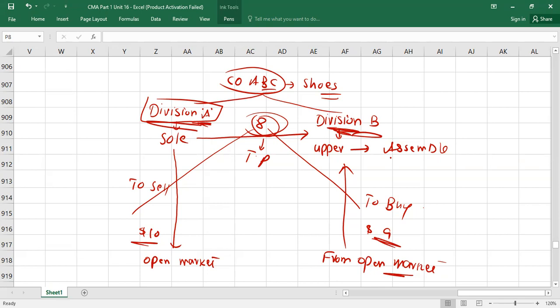Obviously, you will not agree, right? Right or wrong? You don't want to compromise profits. So that is why transfer pricing creates the issue. But transfer pricing creates the issue only at divisional level. Maybe it is not going to affect the overall performance of the business, that I'll prove with the help of an example. Understood?